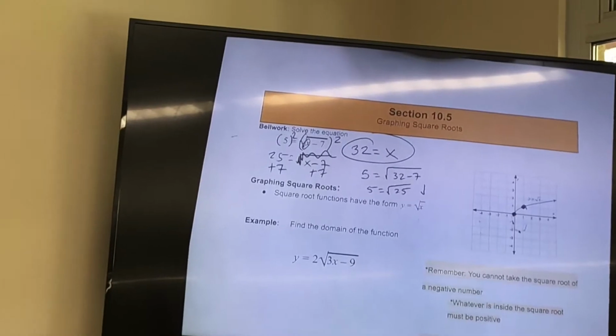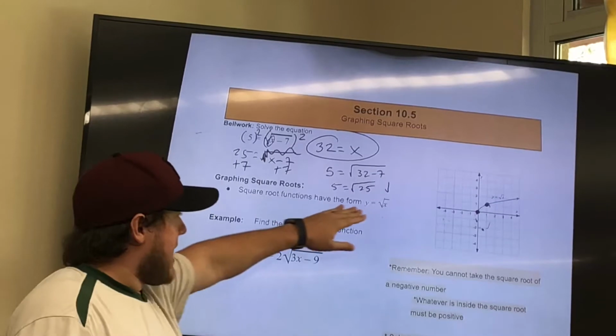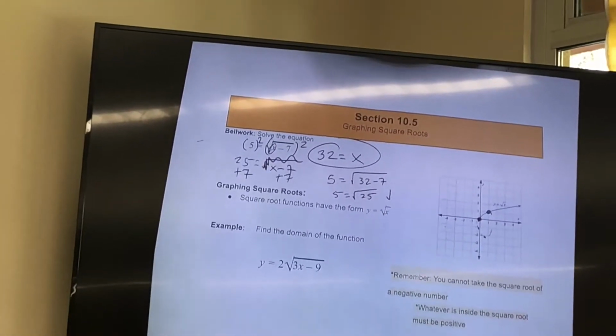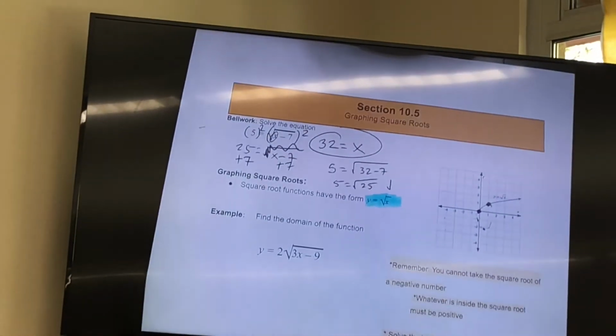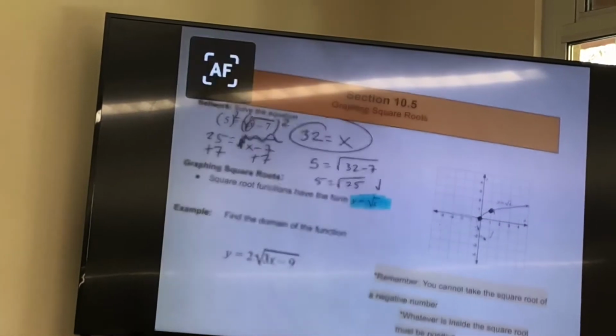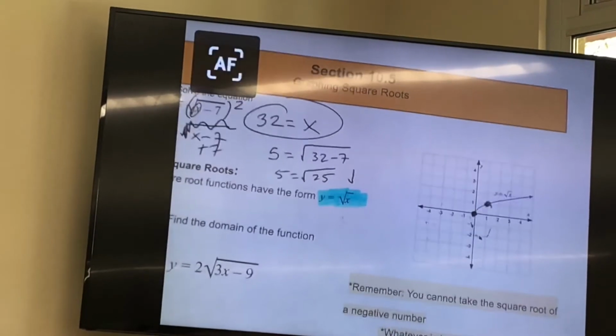So in the new concept, graphing square roots, these are square root functions that have the form y equals the square root of x. So again, this here is called our parent function. The parent function, the graph, looks like the graph on the right.